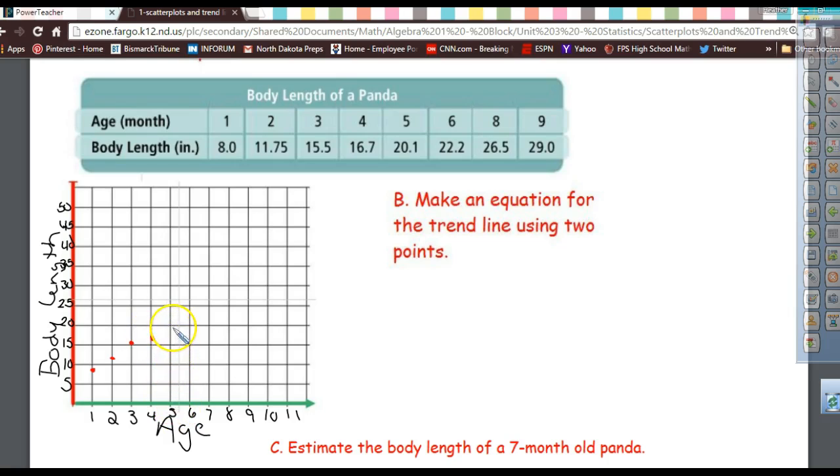5 is 20.1. Well, you guys, you have it on your paper. 6 is 22.2. Ooh, and then it skips 7. So skip 7, you gotta go to 8. It's 26.5. And 9 is 29. I think so.